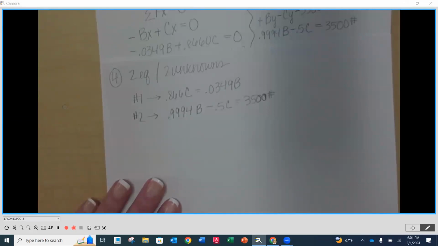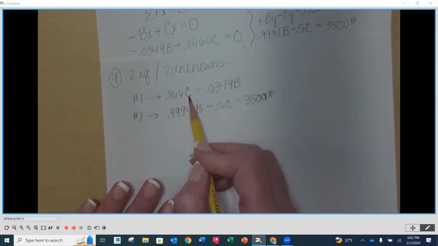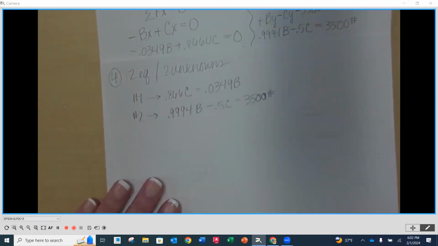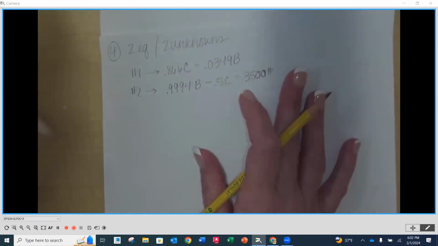I always try to do myself a favor, and it feels like when there's fewer variables to deal with, that's the one I want to do. So I'm going to start with number 1, and I'm going to put C in terms of B. I want to get C by itself on the left-hand side, right?